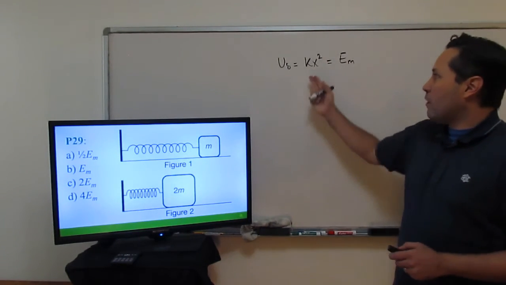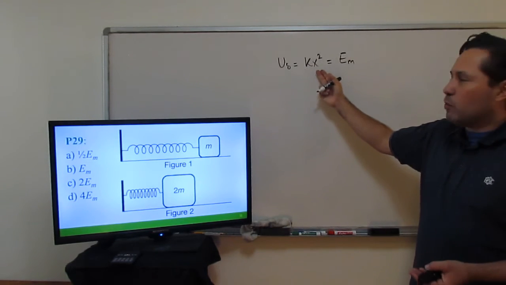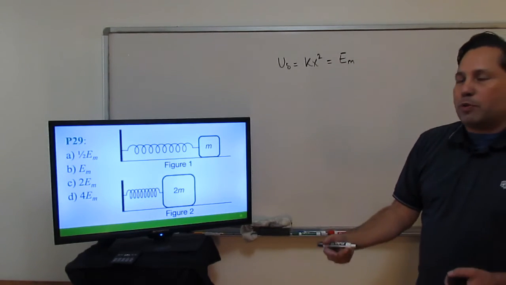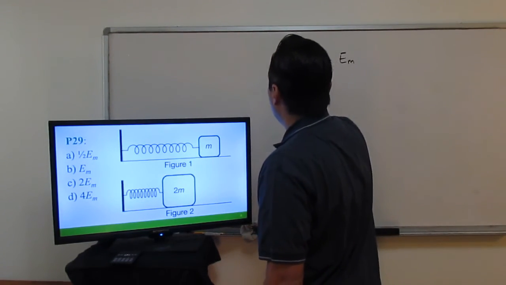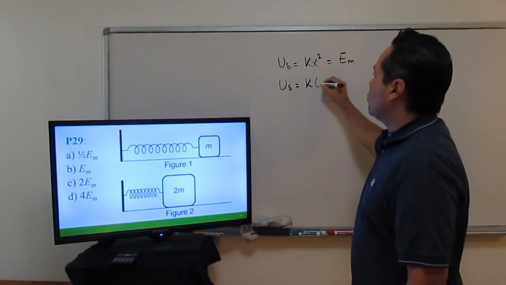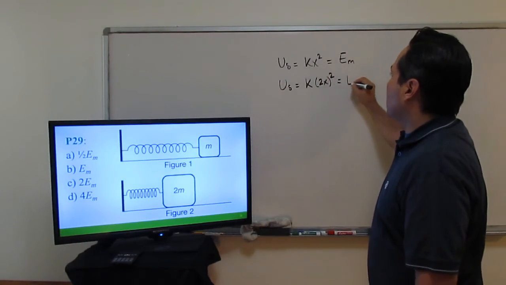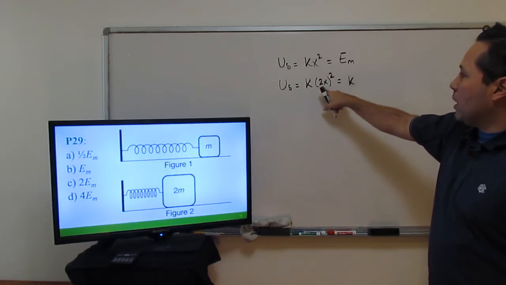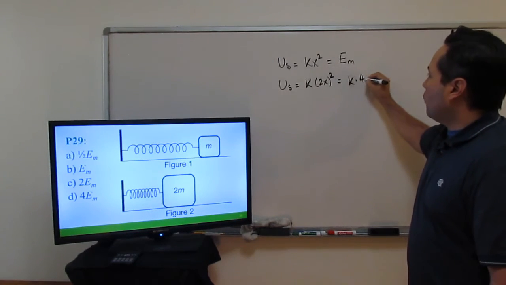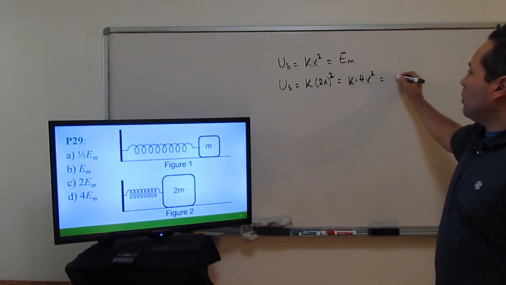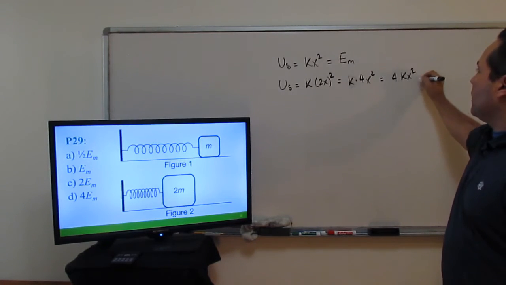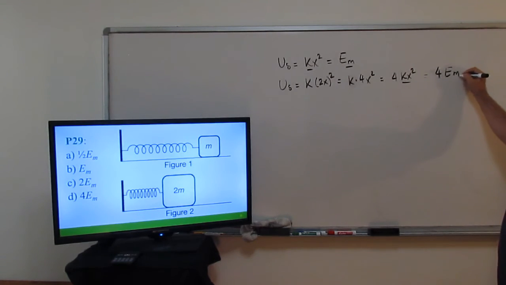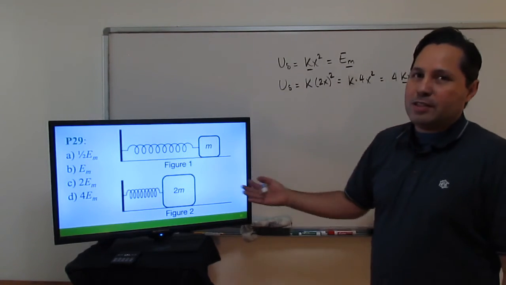So the fact that this block has twice the mass is completely irrelevant to this problem. Initially they said we have a constant of K, and we compress it by D. We're going to put it here as just x squared, and that gives us EM. So what happens if we double the compression? This is what it will look like for the second problem. Let's double that compression squared. So what would that give us? That's going to be 2 squared, which is 4. We'll put 4x squared. Remember that is EM, so that will be 4 times as much. So the answer for this problem will be letter D.